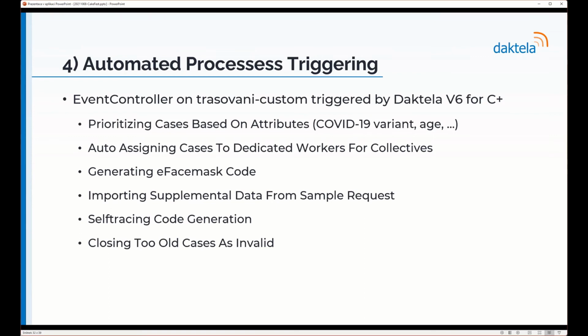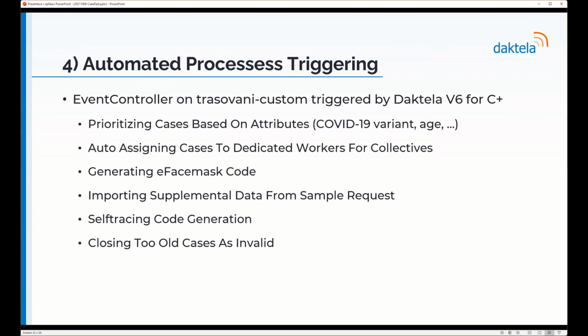You would be prioritized if you'd be a part of a risk group, for example, if you'd be a senior or some part of a large collective. Then if there are rules for auto-assigning your case because of the collective to some dedicated workers, then this would happen. You'd receive your automatic e-face mask code for the Android and iOS application.